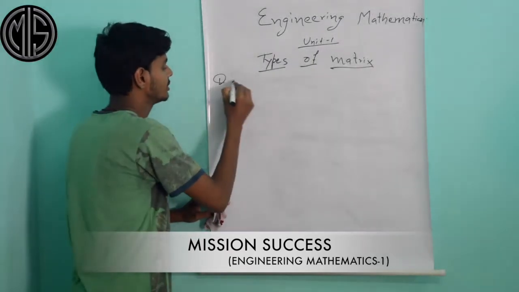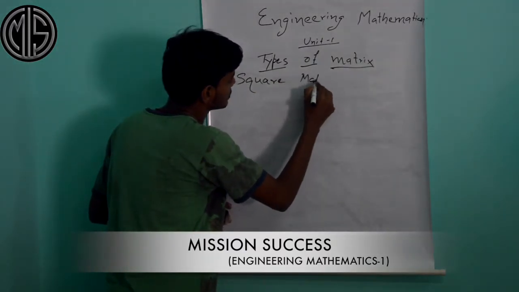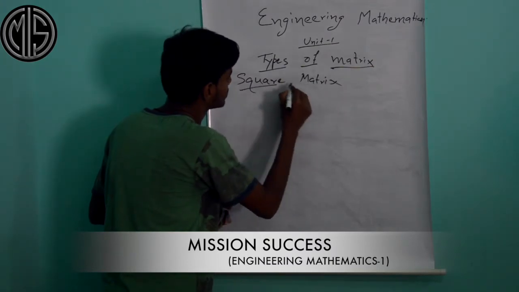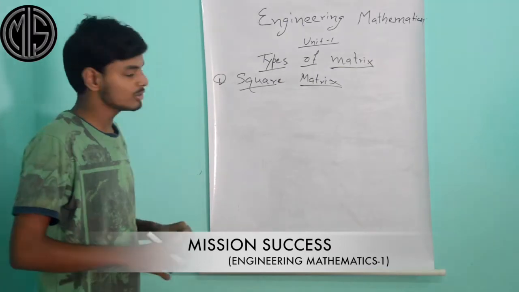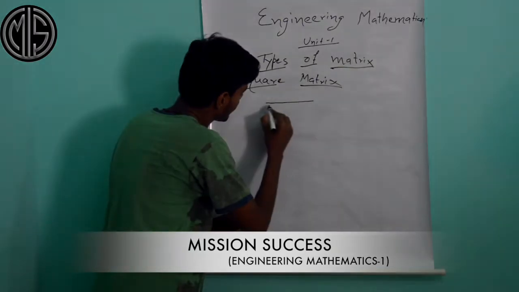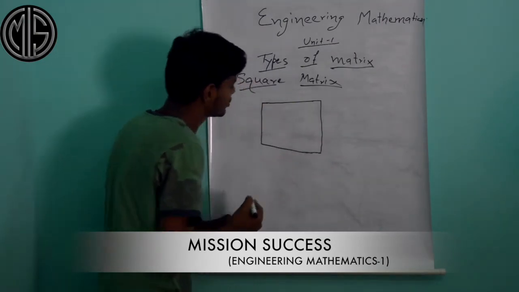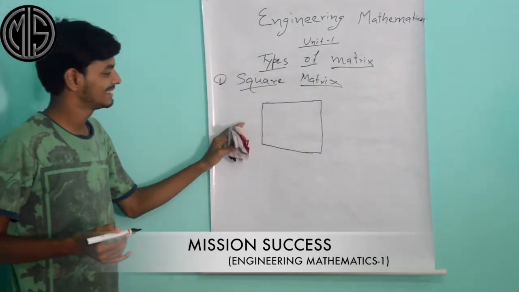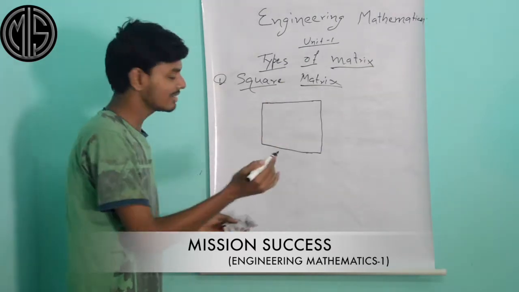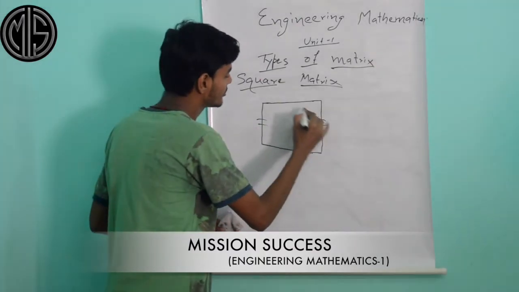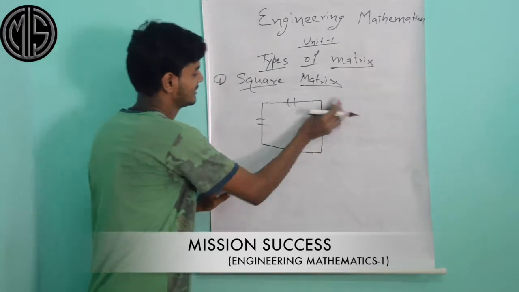Now the third one, a square matrix. I think everybody knows about a square. How does a square look like this? This is a square, no? It's not looking like a square, but just imagine this is a square. A square means all sides equal. This is a square, no? Like that here also. See.